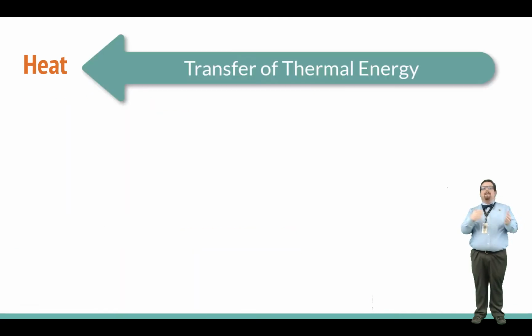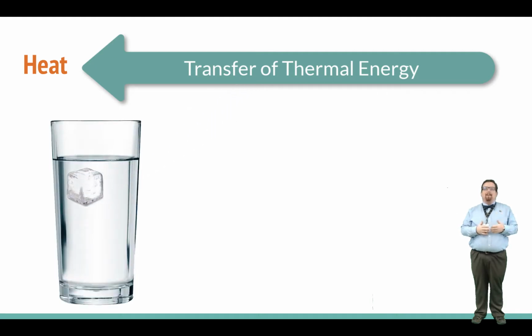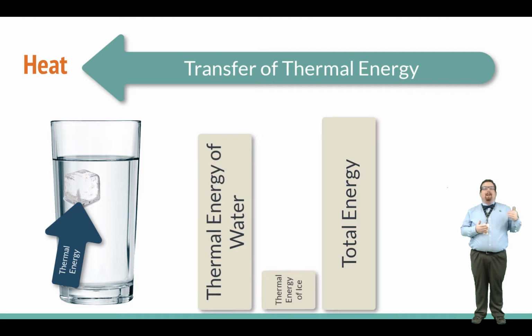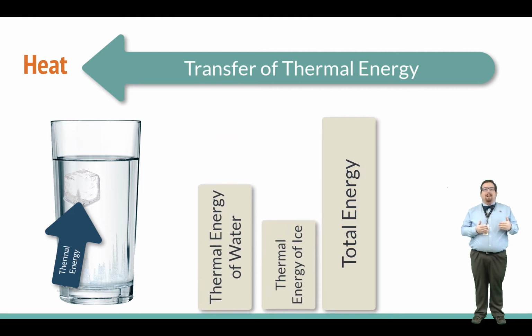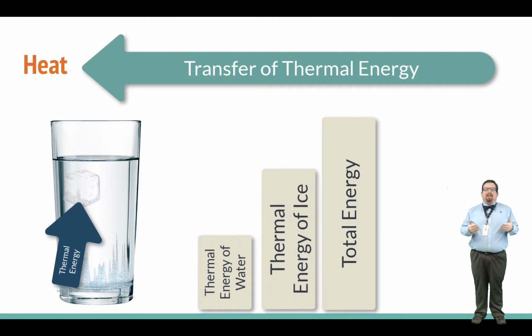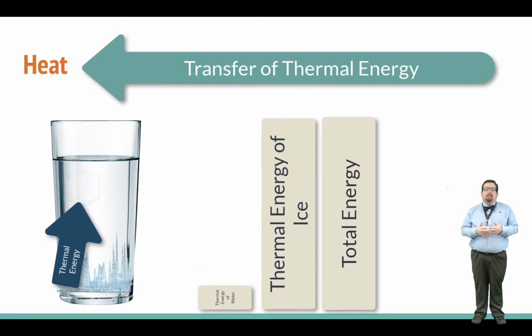Heat is a transfer of thermal energy. So for example, when you place an ice cube in a glass of warm water, the warm water transfers some of its thermal energy into the ice. When the warm water loses thermal energy, it cools down. And when the ice gains thermal energy, it melts.